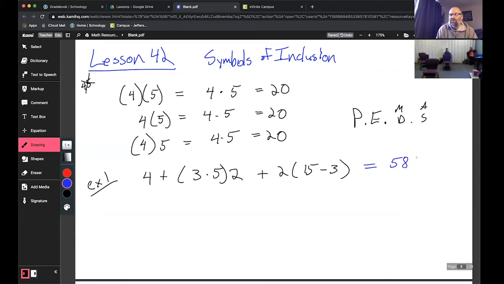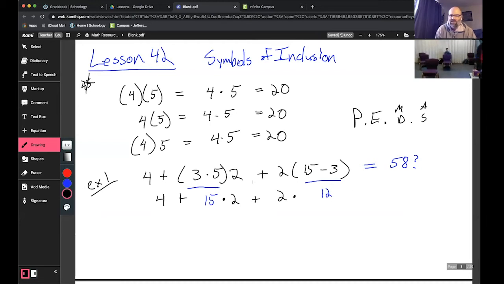58. All right, we're going to put a question mark by that because we're going to see if you're right. So what do you do first in this problem? You do what's inside parentheses first. So you can do both of these at the same time. 3 times 5 is 15, and this is 15 minus 3, which is 12. Everything else, write the same. So it's still 4 plus 15. What happens when this parenthesis is right next to that 2? That means multiplication. So times 2 plus 2 times this parenthesis, which ended up with 12.